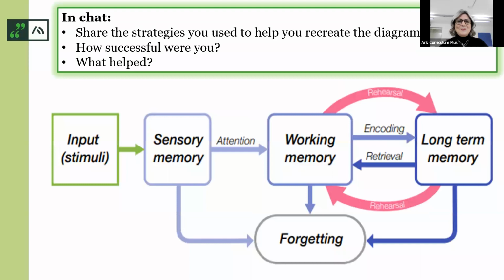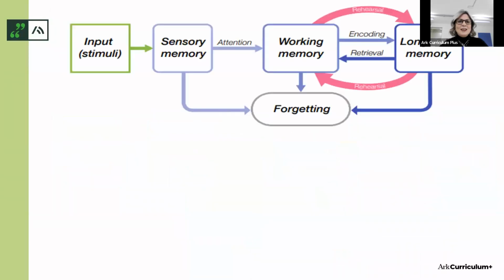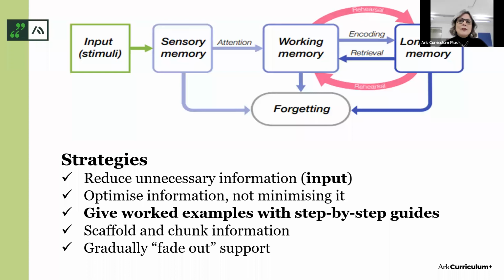Okay, that's the answer. So I'm just going to talk through some of the strategies. The first thing that I did was I reduced the input on the slide so you weren't getting all that information like you were on the first slide, where you didn't know whether to look at the pictures, you didn't know what to read. I optimized the information. So you got exactly the same amount of information as you did on the slide where I explained it, apart from the picture of the desk and the brain. But what I did there was I carefully selected what I thought was important for you in the understanding of this context. I gave worked examples with step-by-step guides.